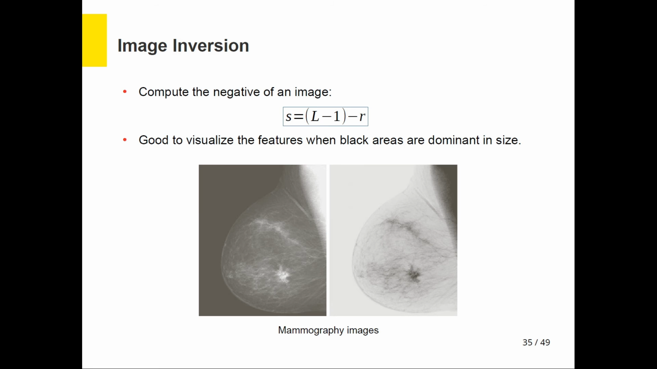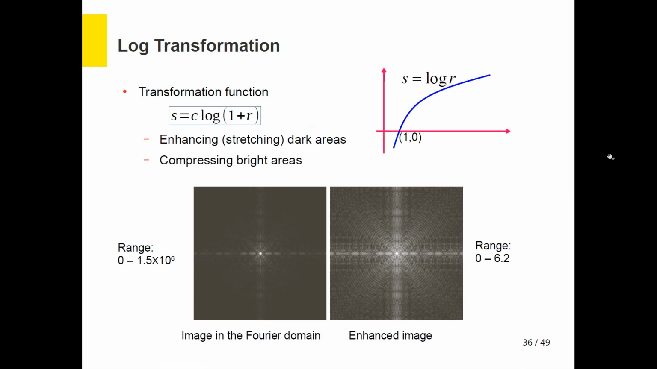So you see an example of a mammography image. On the left, this is the original image. As you can see, the image is generally very dark. By using image inversion, we can create the image on the right, which is much brighter and much easier to analyze.